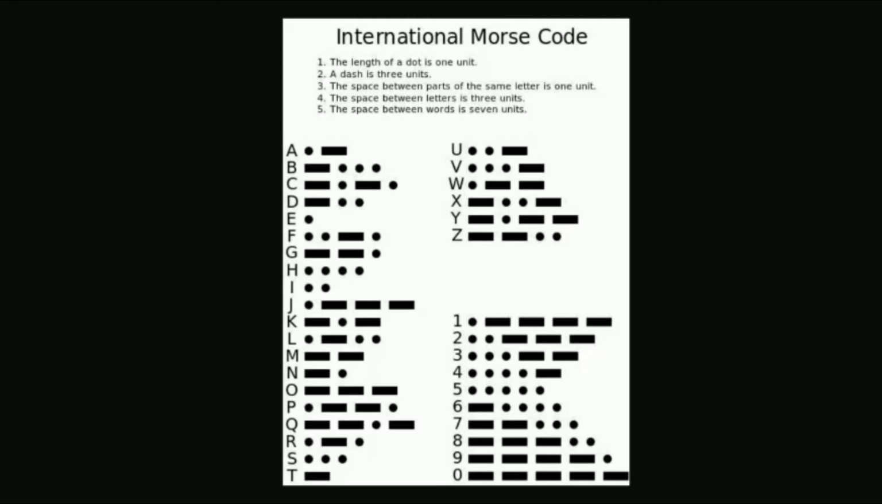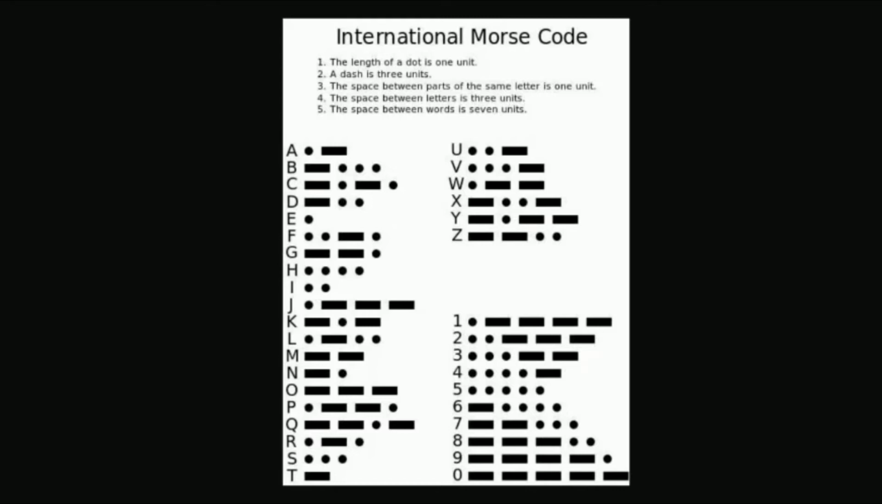Rule number 2, a dash is 3 units. For us, it's 3 units of time. It's 3 times as long as our dot, so it would take place for 3 seconds. If I wanted the LED to give me a dash, I would just have to keep the LED on for 3 seconds. Now, rule 3 is telling us how much space to put in between those signals.